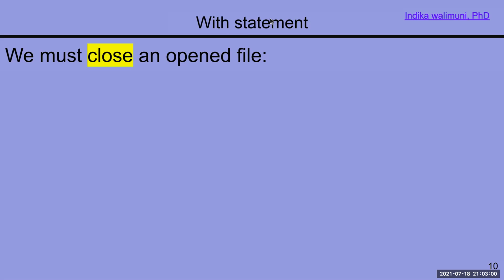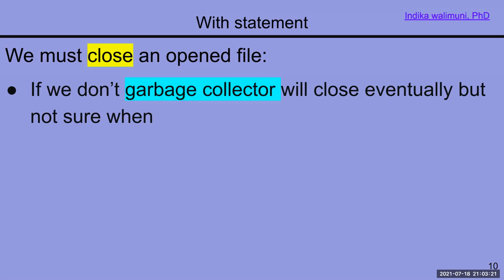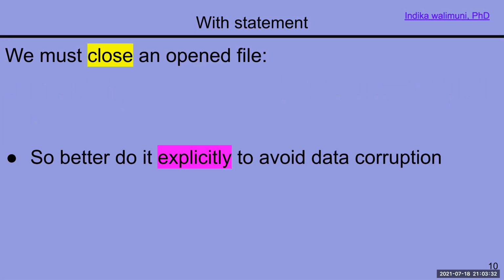It's really powerful and really Pythonic, and really useful. It's a compound statement, basically like a for loop. Okay, so we learned that we have to close an open file, right? If there's no use of it, the garbage collector will come and eventually claim the memory. But we don't know when. So it's always good to explicitly close the file to avoid data corruption.